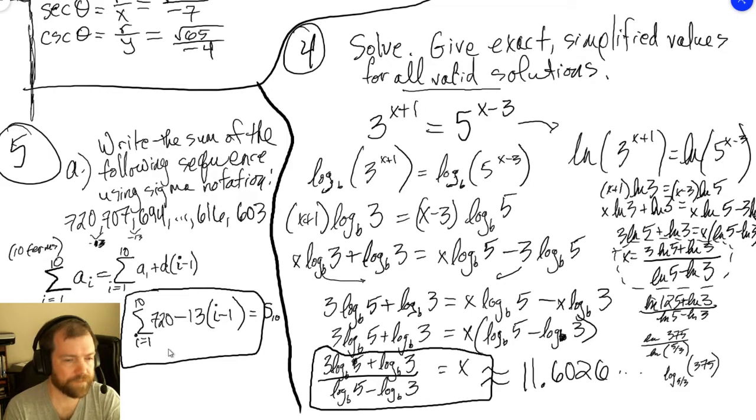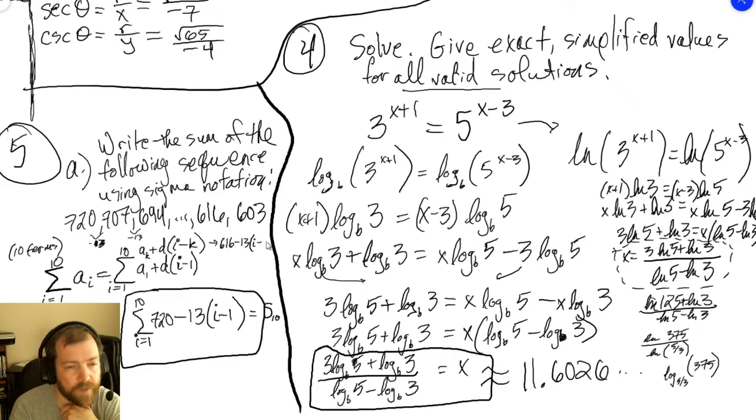All right. If you don't like this, this is perfectly fine because it doesn't actually matter. You don't necessarily have to take the first term. This could in fact be a sub k plus d times i minus k, where k is any term that you want to pick. So if you want to figure out what this is in terms of the 9th term, that's fine. You could do that. This ends up being 616 minus 13 times i minus 9. You could do that too.